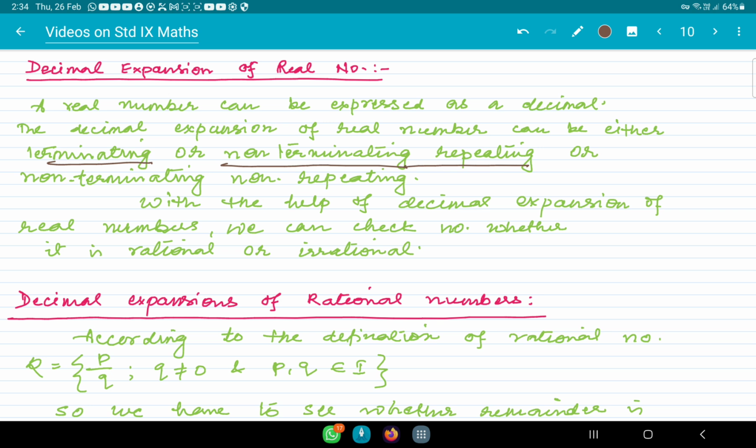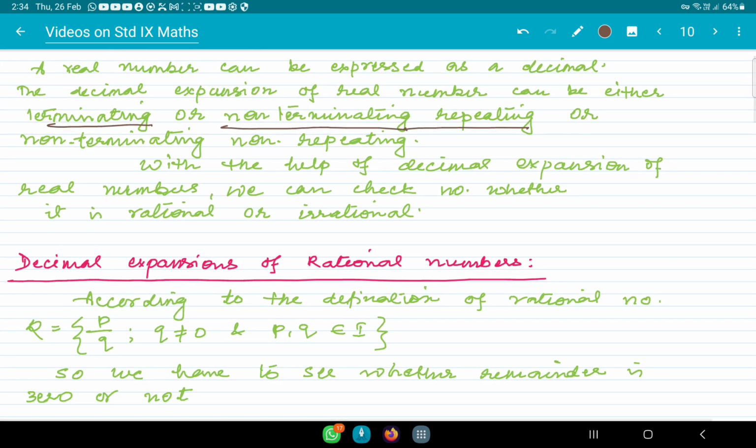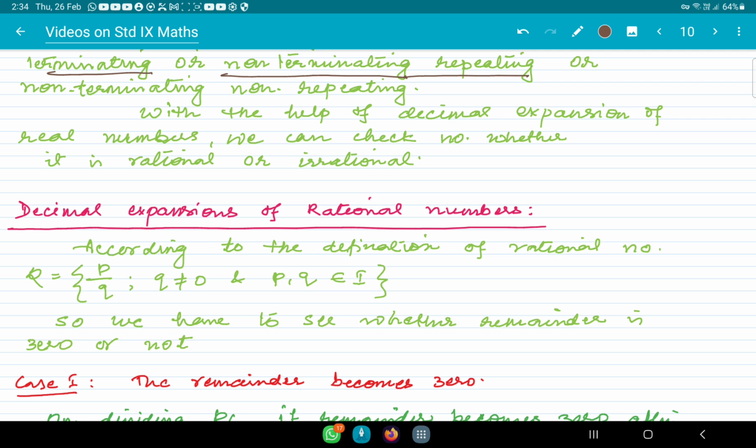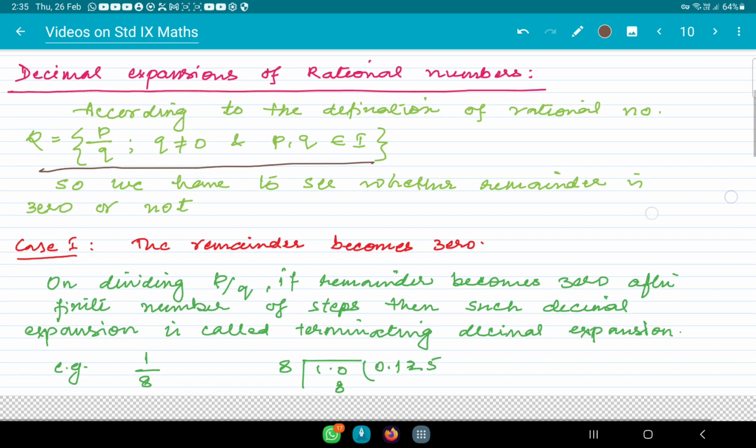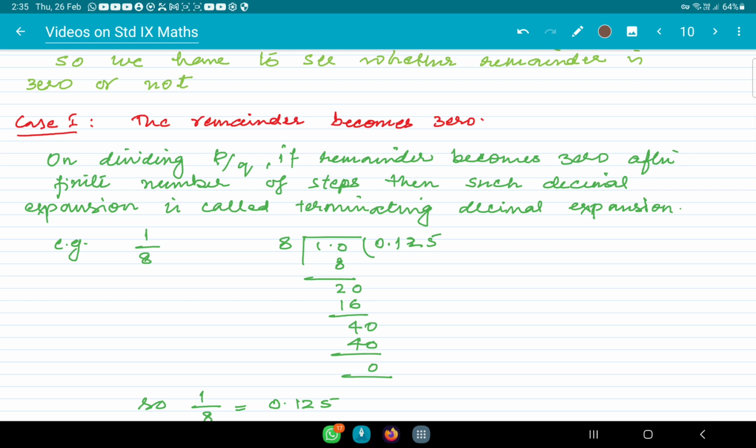With the help of decimal expansion of real numbers, we can check whether a given number is rational or irrational. So decimal expansion of a rational number: as we know, it is p by q, where the foremost condition is that the denominator q should not be equal to 0, and p and q belong to integers. Case 1 is when the remainder becomes 0.